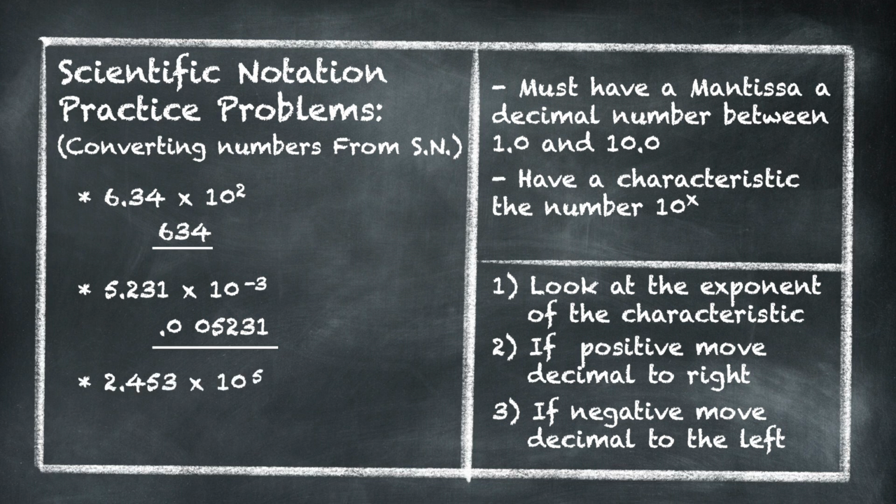Our final one for this type of question is 2.453 times 10 to the fifth power. We have a positive 5 as our exponent. That means we're going to move our decimal place 5 spots to the right. We have empty spots because we only have 3 digits to the right of the decimal, so we fill those in with zeros, and that's going to give us a new standard number of 245,300.